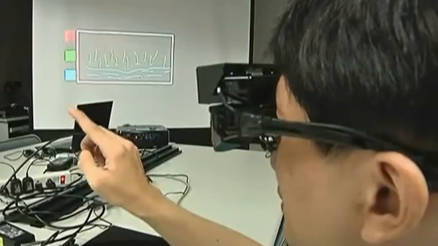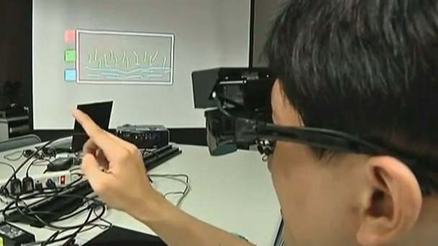The researchers hope to commercialize AirTouch within 2 years and estimate the initial cost at around $500.